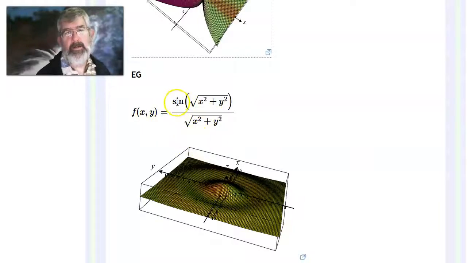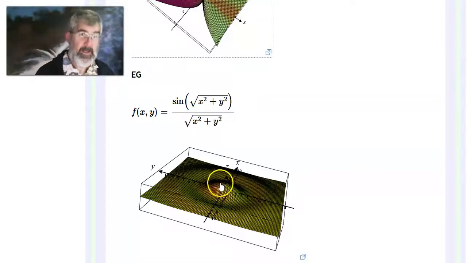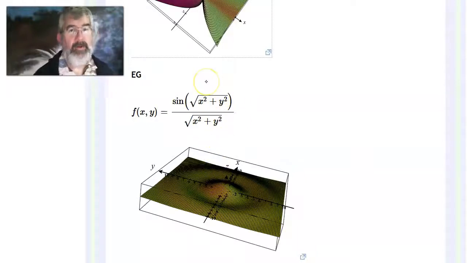This is like sine theta over theta, or sine r over r, however you want to think of it. As you approach (0, 0), this function value gets up to 1 right here. Now, the grapher doesn't even notice that there's a problem at (0, 0). It kind of skips right over it. It doesn't show you that there's a hole right at the top of the hill there. There is a hole because this function is not defined at the origin.